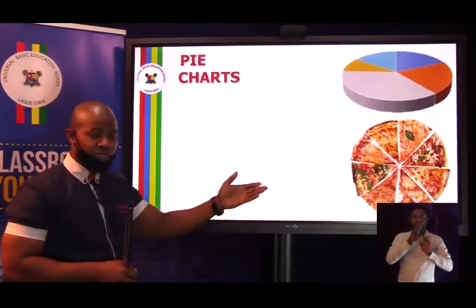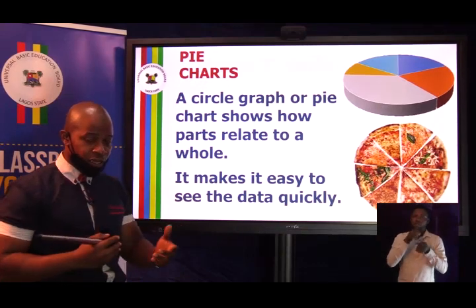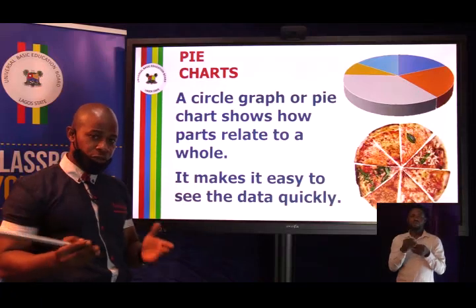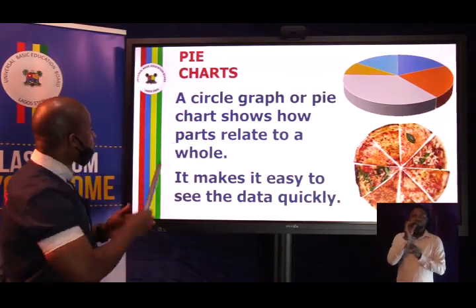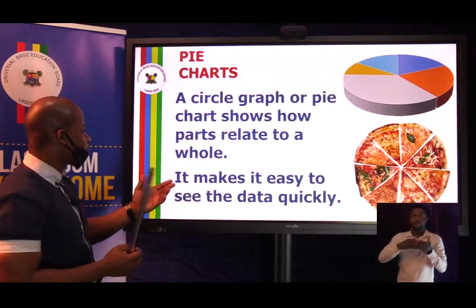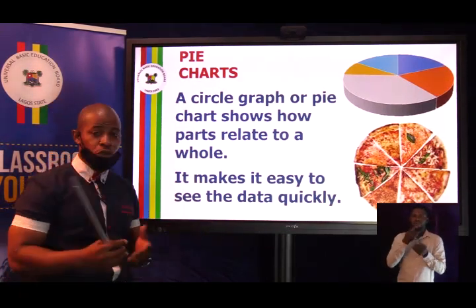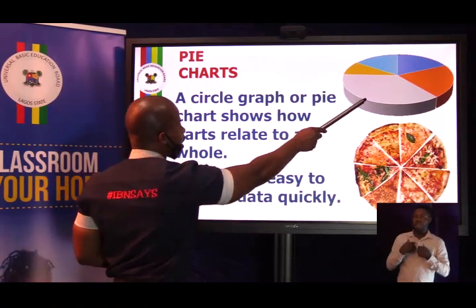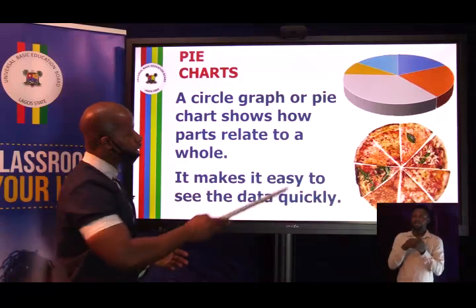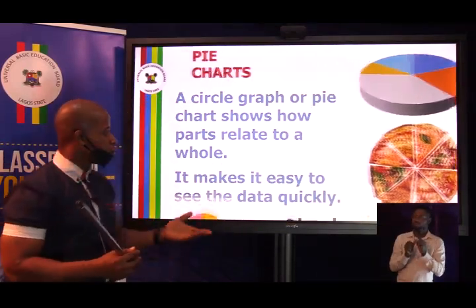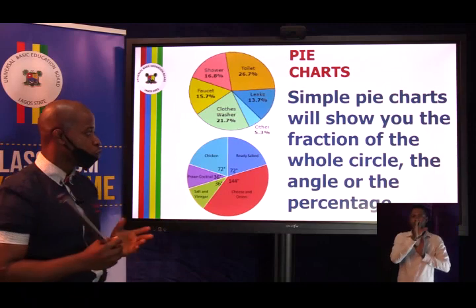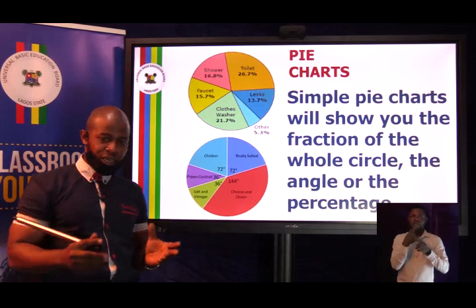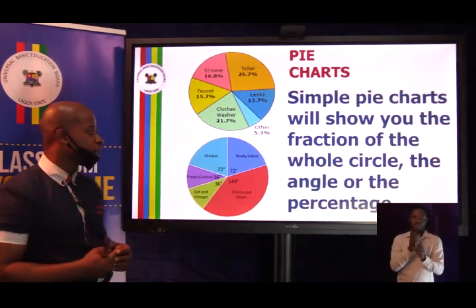Now, pie charts are a lot like that pizza that I talked about, and I did explain that it's about sharing something based on the size of data. The example that we gave was your age. Now, a circle graph or a pie chart shows how parts relate to a whole. It makes it easy for us to see data very quickly. So at a glance, you can say, oh, this has the larger size and this has the smaller size. Moving on, a simple pie chart will show you the fraction of a whole. The bigger the data, the bigger the fraction that you're going to get.